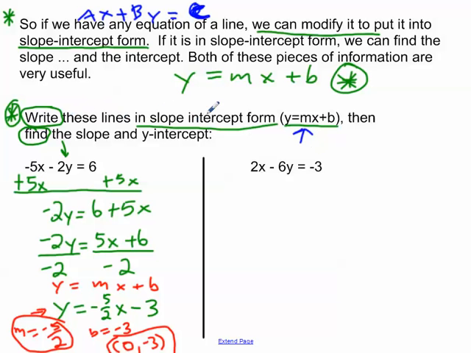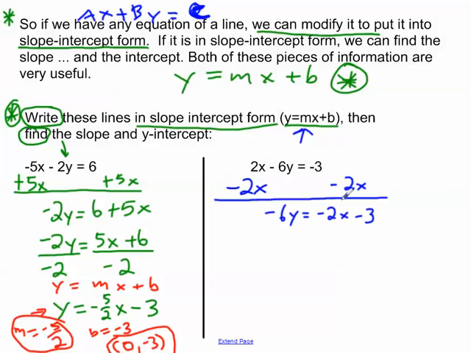So again, write these lines in slope-intercept form. Here's a line. We're going to write it into y equals mx plus b. So we keep the y term on the left side and we move everything else over. How do we do that? Well, let's subtract 2x here. Subtract 2x on the right side as well. See what's changed. 2x minus 2x is 0, goes away. Minus 6y is still there, equals negative 2x minus 3.